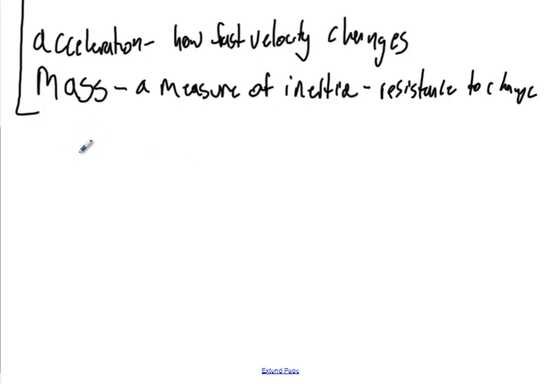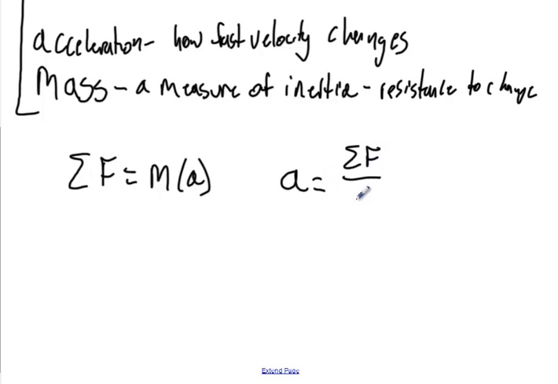And what Newton's second law says is that the net force acting on an object is equal to the mass times the acceleration. Net force equals mass times acceleration. A lot of times you'll see this written as acceleration is equal to net force divided by mass. Okay, those are equivalent forms, they're the same equation.